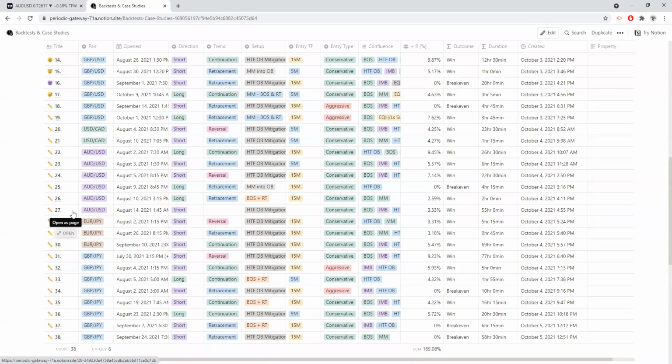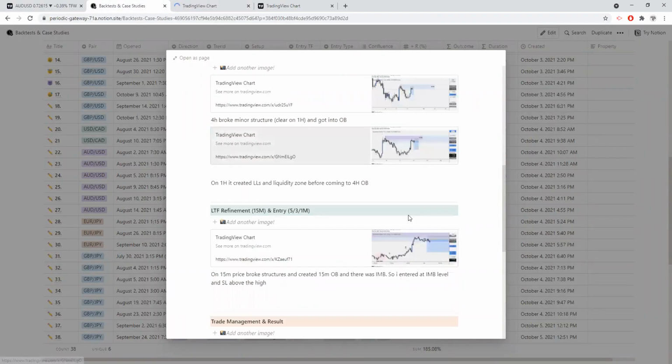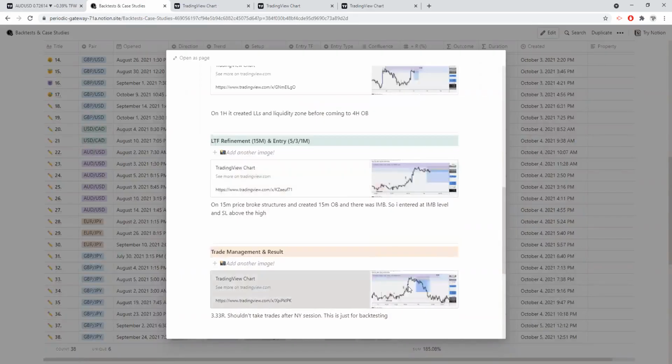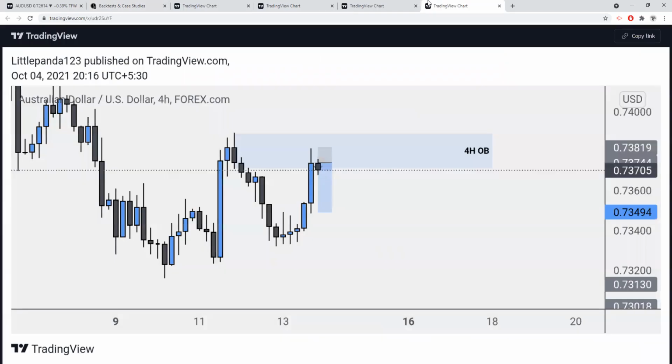Wow, bro, I want to see a loss. I want to see a loss, but I don't think we have one. You're really good at your break-even management as well. I don't have a loss. Don't have a loss, bro. Oof.